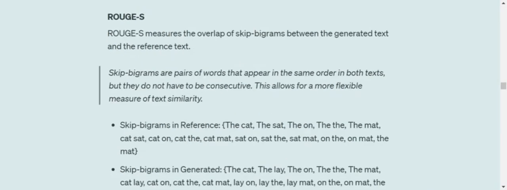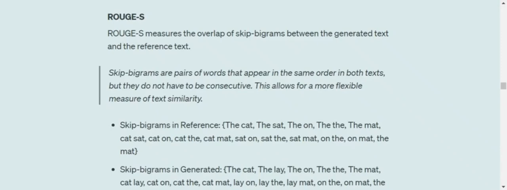Moving on to Rouge-S. So Rouge-S is again an extension towards Rouge-1 and Rouge-2 that we did. It measures the overlap of skip-bigrams between generated text and reference text. I think in the first case we understood what bigrams are. An update to it is the skip-bigrams. In case of bigrams, we were just considering pairs from consecutive words: the cat, cat sat, etc.